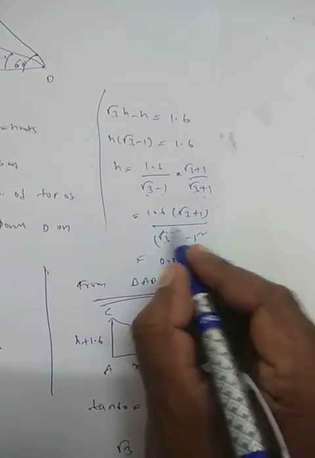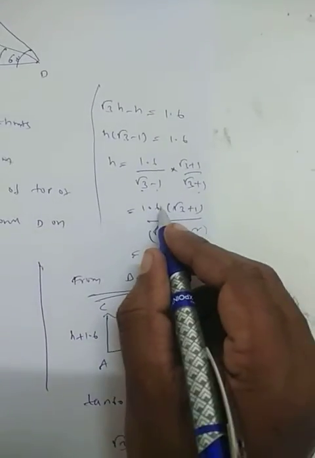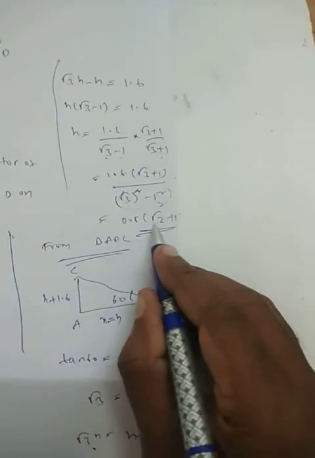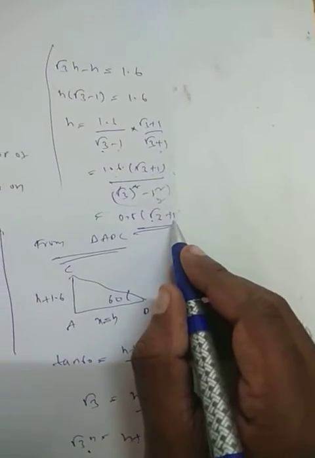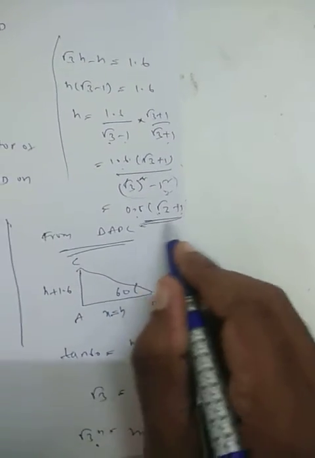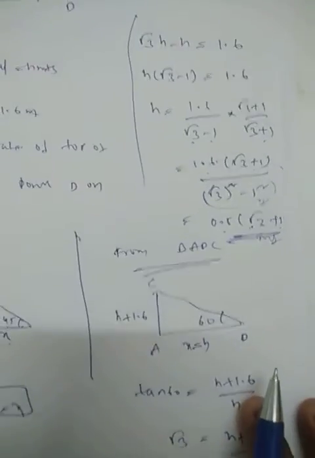So this will become 2, 2 ones are 2, and you will get 0.8 into root 3 plus 1. Otherwise, if you still want to simplify, root 3 is 1.732 and adding 1 gives 2.732, which you can multiply by 0.8. Otherwise, you can leave it here. So these many meters will be the height of the pedestal. This is all about question number 8.